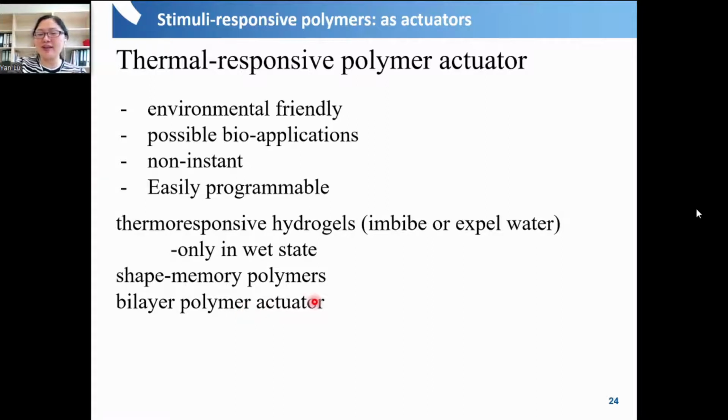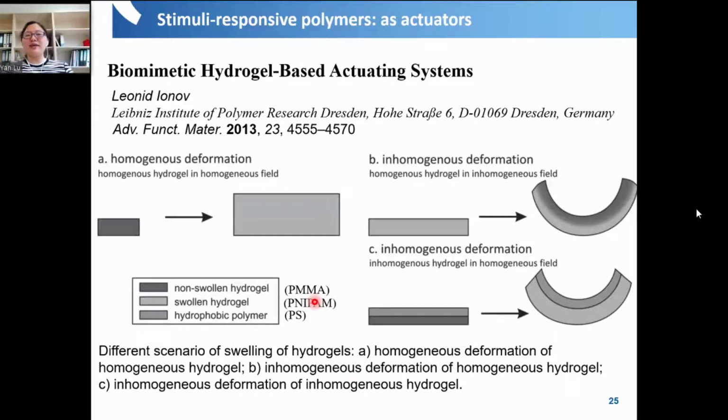And this is what I want to introduce for you as an example, how you can make such a bilayer as an actuator. On the left side, this is a macrogel or hydrogel, and it is homogeneous. So you have a bulk gel. When you increase or decrease the temperature or change pH or other conditions, you can go from a non-swollen, collapsed state to the swollen state. So this is homogeneous, and you see the phase transition in a homogeneous way.